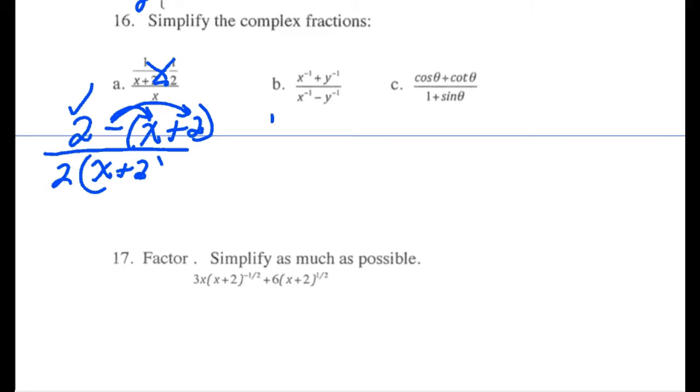We get rid of our negative exponents. We write this as 1 over x plus 1 over y, over 1 over x minus 1 over y. Nothing cancels. We have to get rid of the addition and subtraction and create a product so we can cancel.